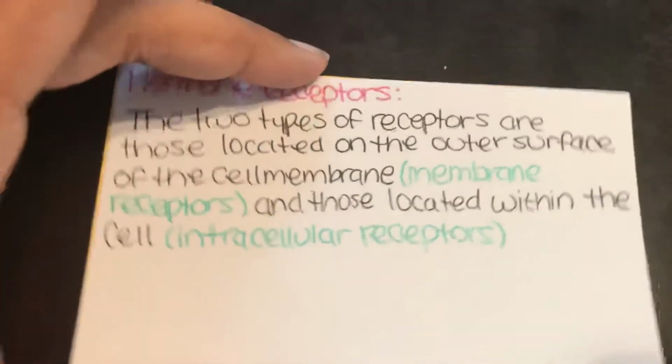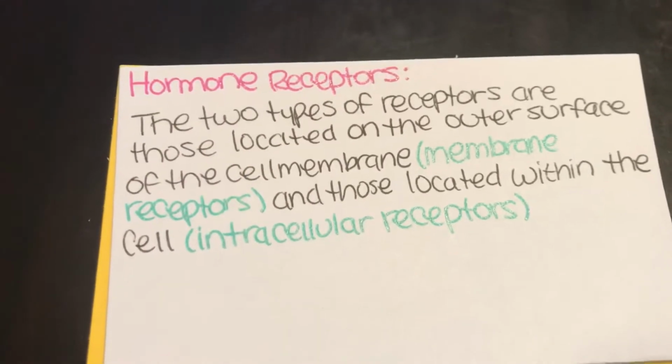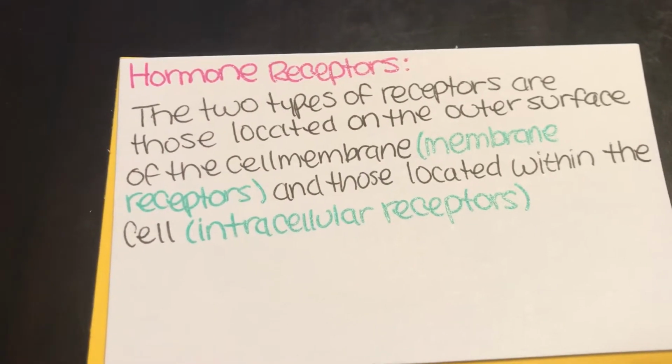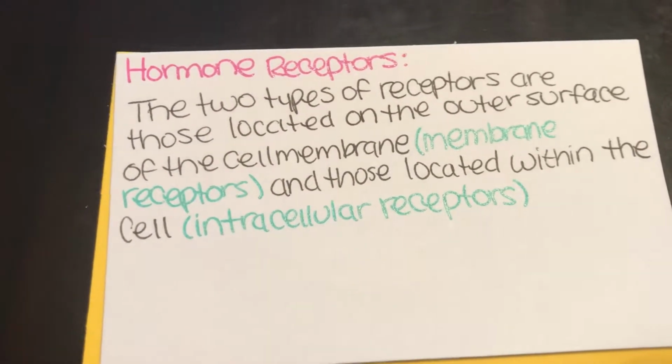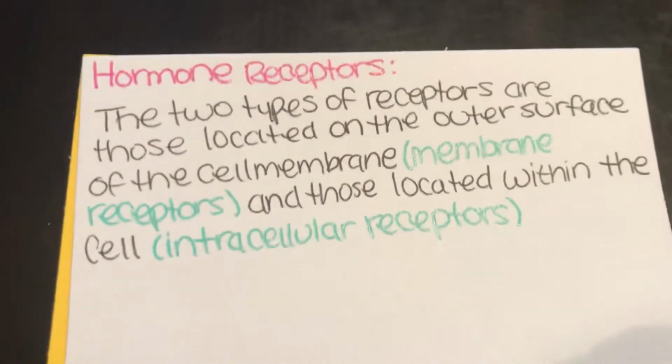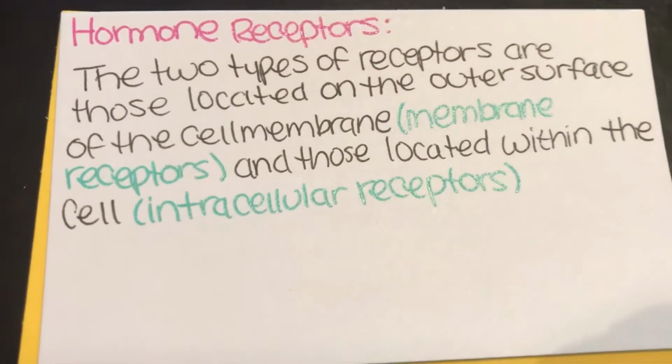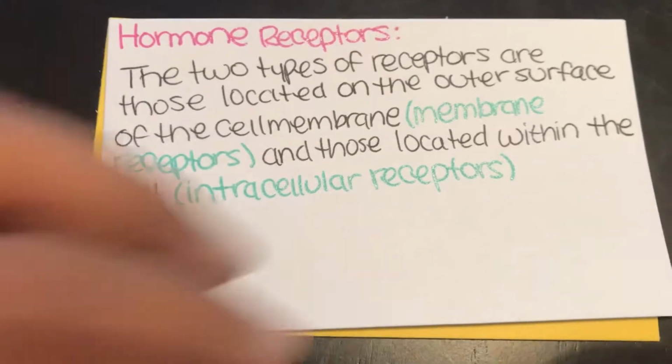Hormone receptors. So the 2 types of receptors are those located on the outer surface of the cell membrane, called the membrane receptors, and those located within the cell, which are intracellular receptors.